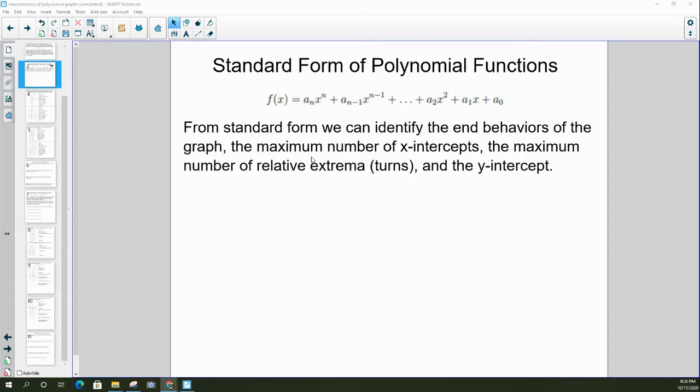We'll be able to tell the maximum number of x-intercepts. We won't know how many exactly, but we know the most number of x-intercepts there could be, and actually the fewest as well. And we'll be able to know the maximum number of extrema. How many times is the graph going to turn? How many mins and maxes are possible for the graph? And then standard form always makes it easy to identify the y-intercept. So we're going to study some graphs and look at some key features that are given to us, and then see if we can make connections to everything.